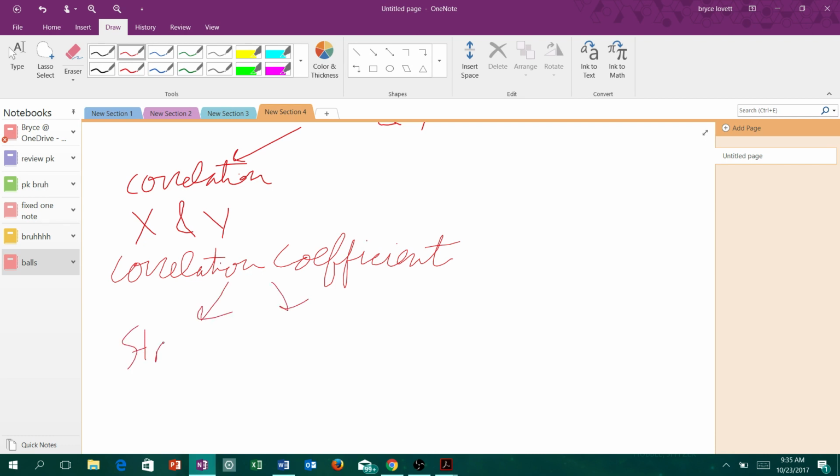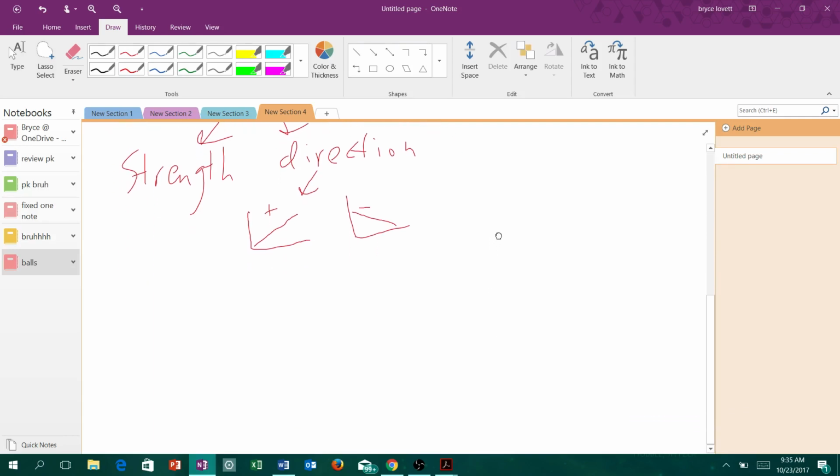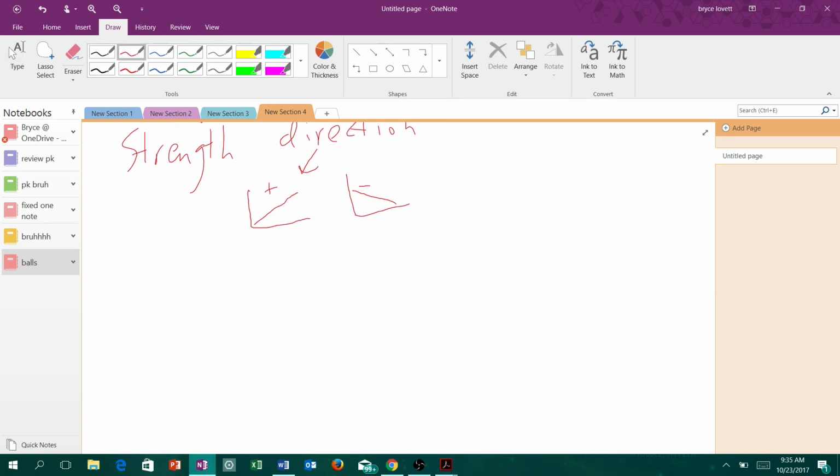The direction can be positive or negative. And the strength can be anywhere from -1 to +1, as we said, and the closer it is to +1 or -1, the stronger. And it doesn't matter if it's negative or positive, which actually will bring us to the next question in a minute. So that is correlation. Do we do correlation for categorical or continuous variables?